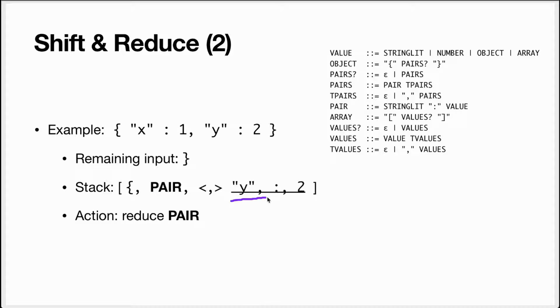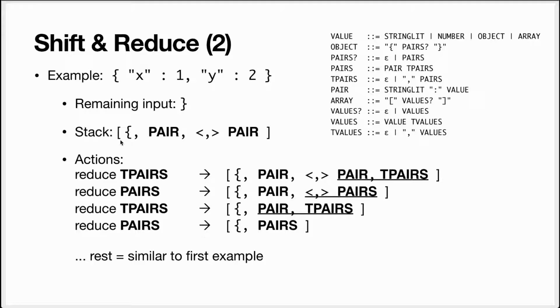So the next step will be for these 3 tokens to be reduced to a pair. And so now we have 2 pairs on the stack like this. Now we are going to do a couple of reductions. The first one will be, just like in the first example, to materialize t pairs from nothing. For that, we use this rule here. So we get this stack here on the right. And now we're going to reduce this to a pairs. For that, we use this rule.